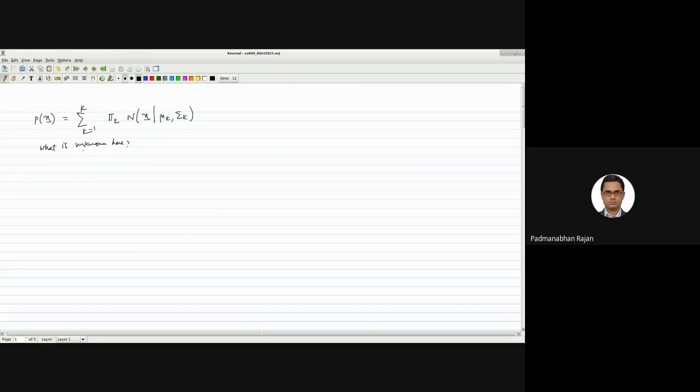So Abhishek, why do you say that weights are known? Sir, who told you how much weight you have to give? Pi k is unknown. Mu k and sigma k for all k are unknown.